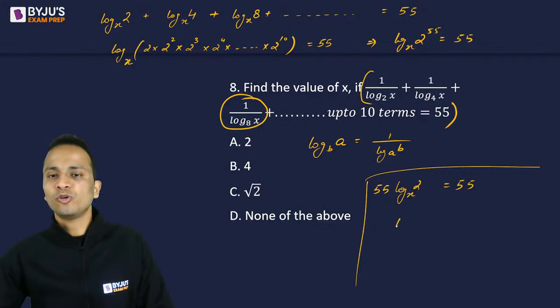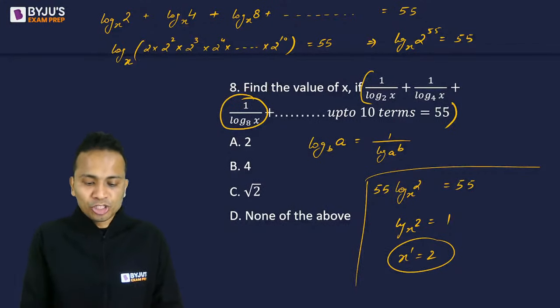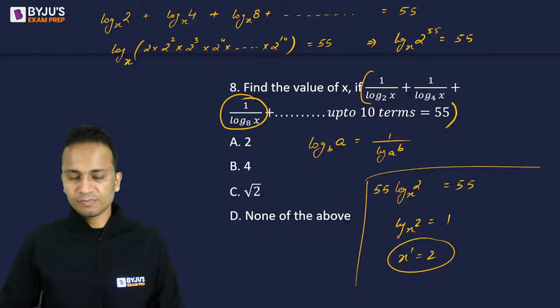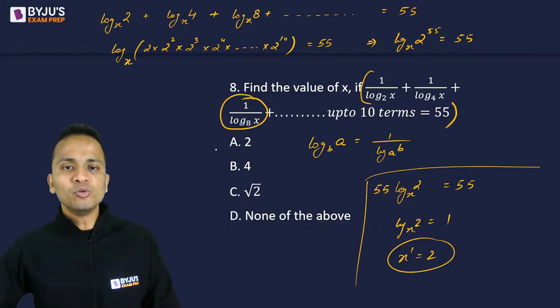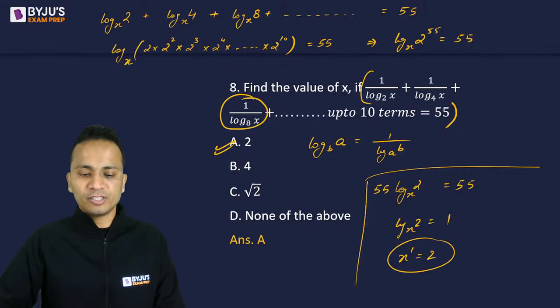So log of 2 to the base x का value कितना हो जाएगा 1, and now x raised to the power 1 is equal to 2, and this is the value of x. Such a simple question if you know some basic properties of logarithms, right? So x equal to 2, that is option A is the correct answer for this one.